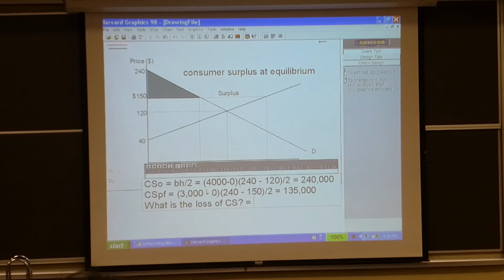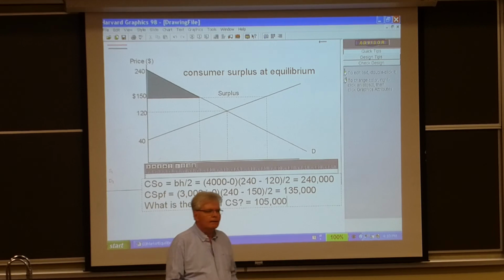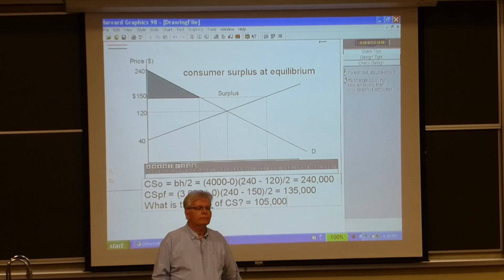What's the loss of consumer surplus? 105,000. Good. More marks for you guys. Okay, tell me another way of calculating that. If you were double checking, how would you do it? How would you double check if that's the change? Yeah. The loss and the profit.